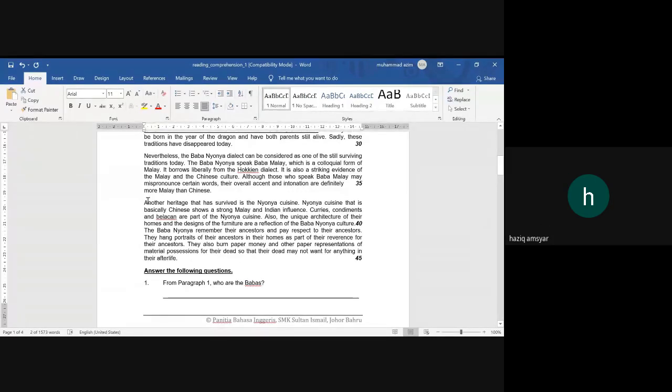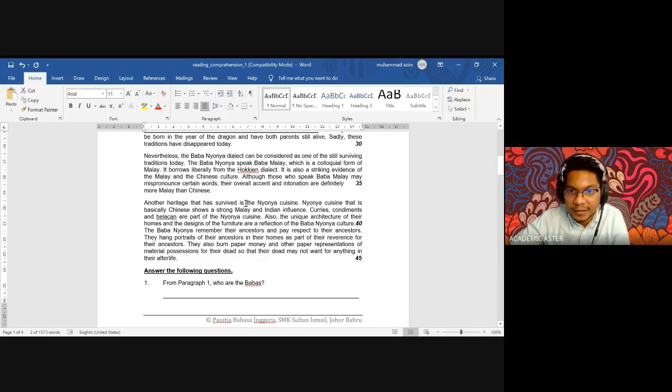The Baba Nyonya remember their ancestors and pay respect to their ancestors. They hang portraits of their ancestors in their homes as part of their reverence for their ancestors. They also burn paper money and other paper representations of material possessions for their dead, so that their dead may not want for anything in the afterlife. All right, okay. Just for this one, reverence for the ancestors. The rest is okay. Very good.